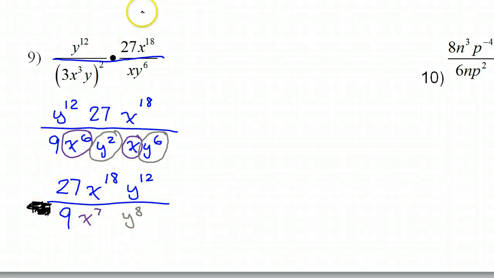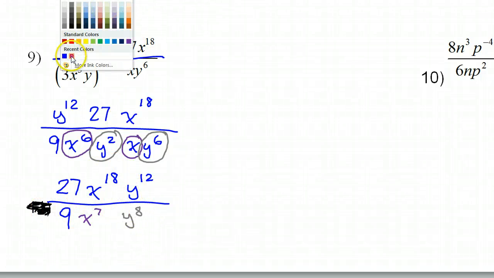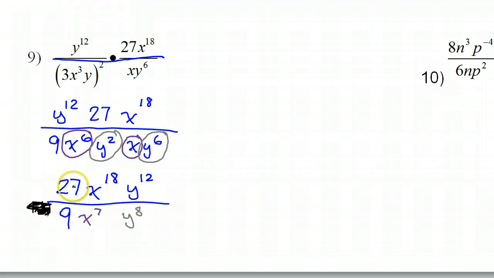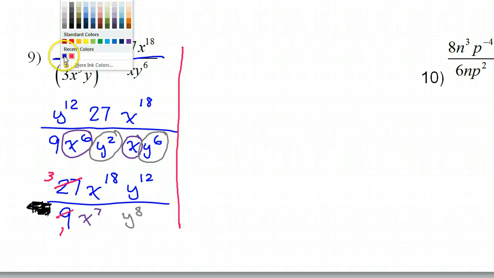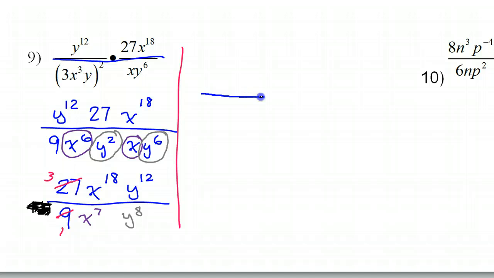So now just simplifying stuff like you do. 9 divides evenly into 27, all right? 9 goes into itself once. 9 goes into 27 3 times. Okay, so we really are ready for our final answer here. Just going to put a line. So here comes the final answer.